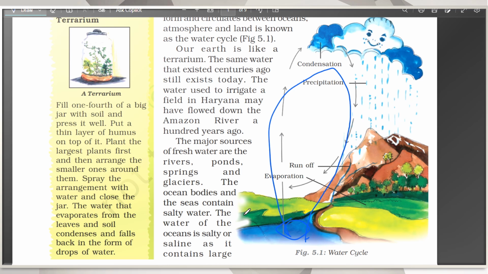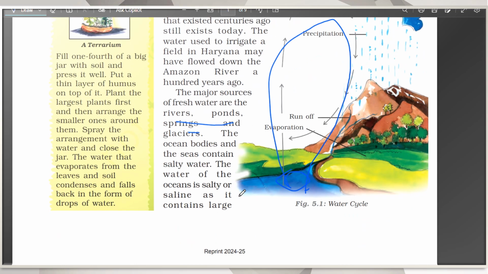So the major sources of fresh water are the rivers, ponds, springs, and glaciers. The ocean bodies and the sea contain salty water. First of all, the fresh water sources they have given here: rivers, ponds, springs, and glaciers. But the salty water, where can we see it? In ocean bodies and seas. So the water of the oceans is salty or saline as it contains a large amount of dissolved salts.